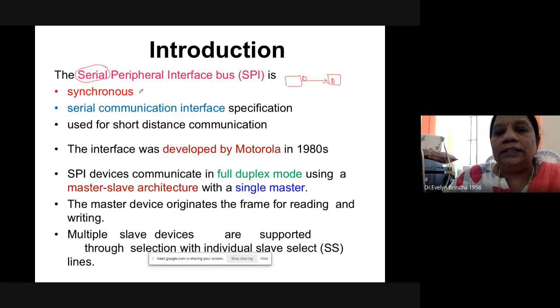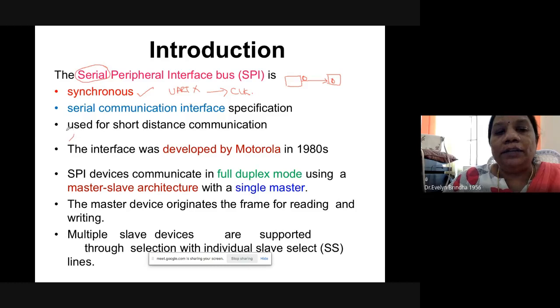And this method is synchronous, as I was talking about. It is not asynchronous as in the case of UART. Whenever the word synchronous comes, please remember there is a common clock. It works using the serial communication interface. Your 8051 has a serial communication interface, right? So it is working using that interface.